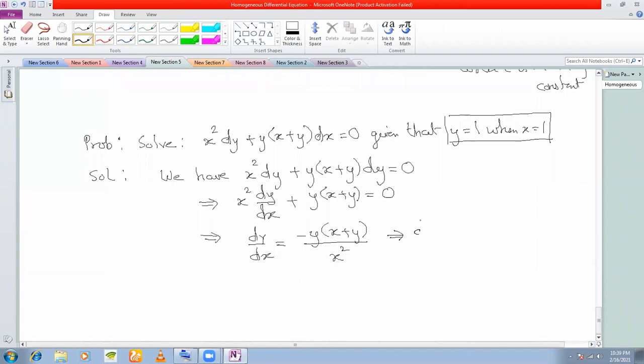See here, you can write dy/dx as minus xy minus y square divided by x square, isn't it? Now see, what is the power of x here? 1. What is the power of y here? 1. If you add up the powers, you get 2, right? What is the power of y square here? 2. That means the numerator contains terms the power of whose variables add up to 2, in both cases.